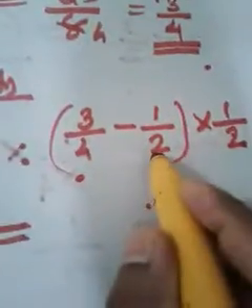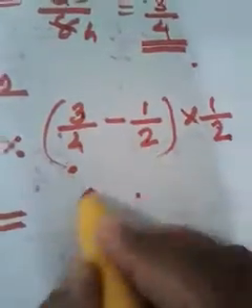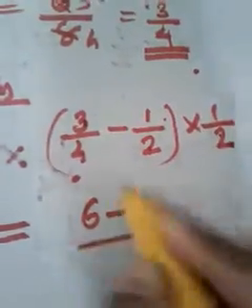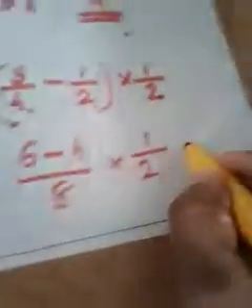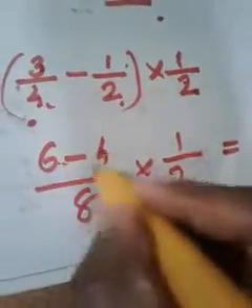So subtract this. How can we subtract? You can cross multiply. 3 into 2 is 6, minus 4 into 1 is 4, by 4 into 2 is 8, into what? 1 by 2 as it is. See, what is 6 minus 4? 6 minus 4 is 2.